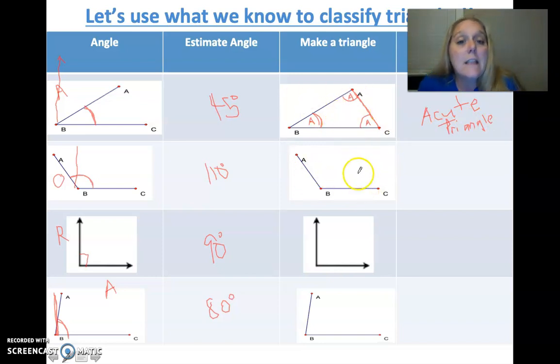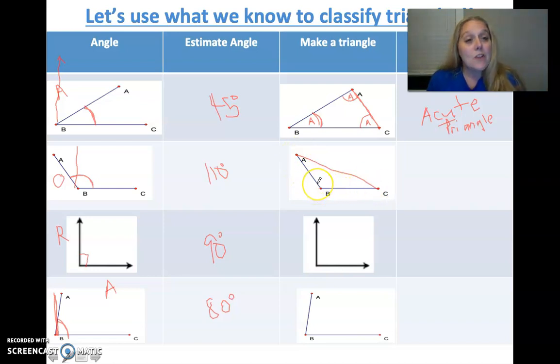All right, so let's look at this angle right here. And what we're going to do is connect these dots right here to make a triangle. So now we have 1, 2, 3 sides. We just connected those 2 rays to make a triangle.